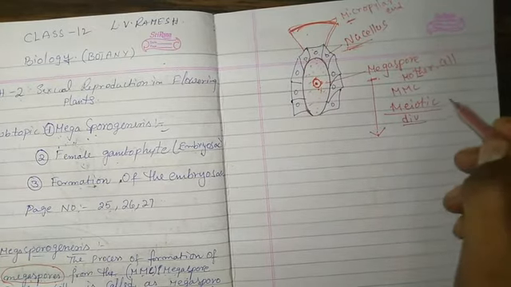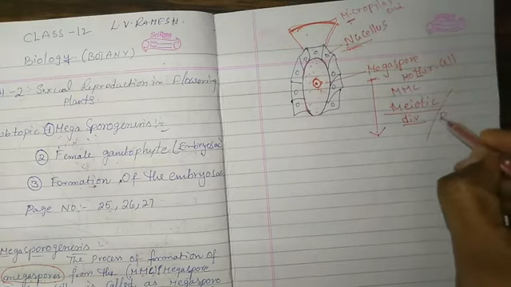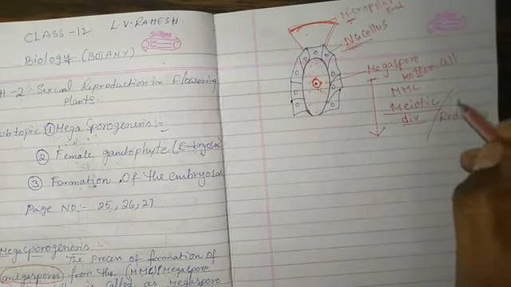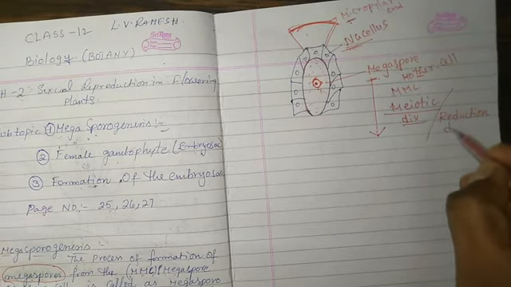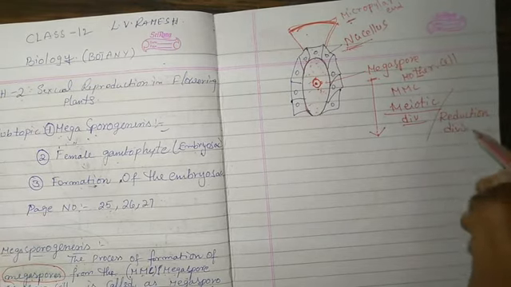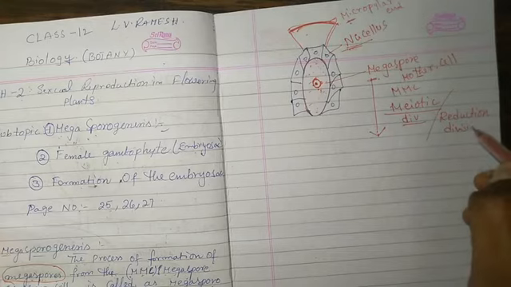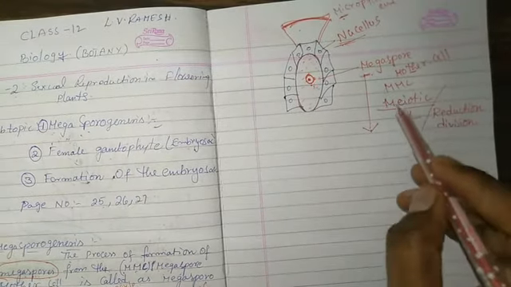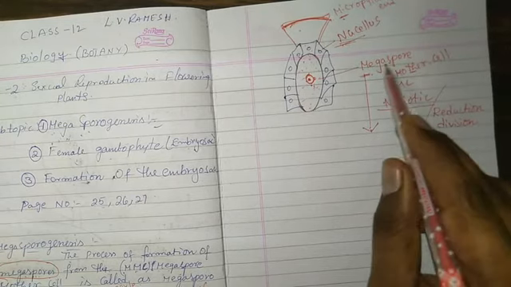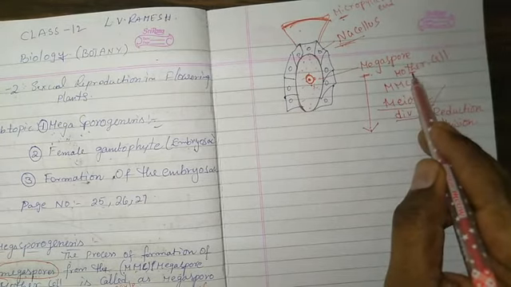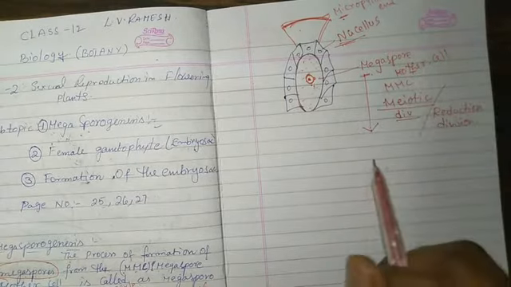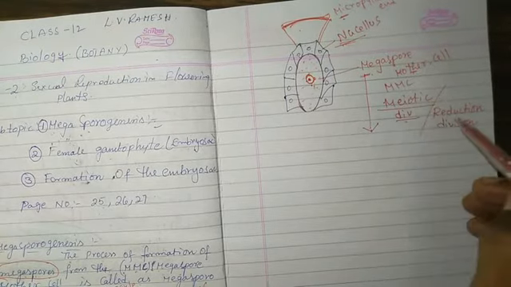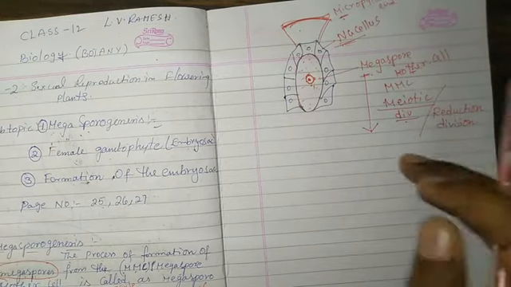Another name is also there for meiotic division. It is also called a reduction division. We can call the meiotic division a reduction division. Okay, so the megaspore mother cell forms the megaspores by undergoing meiotic division, which is also called a reduction division. What is reduction division or meiotic division?